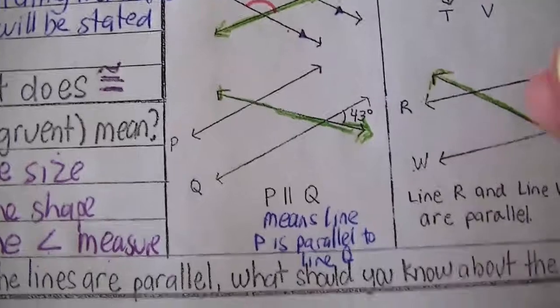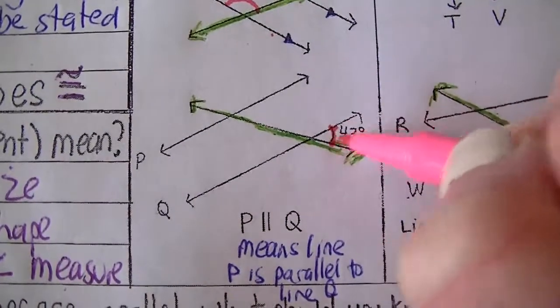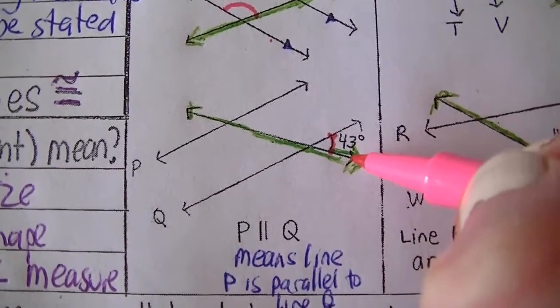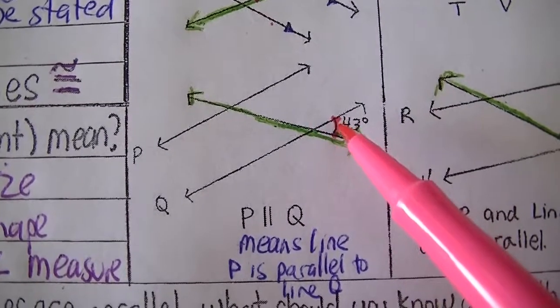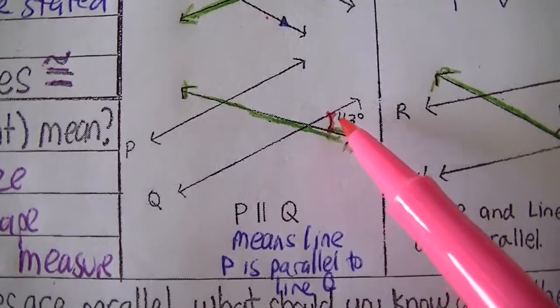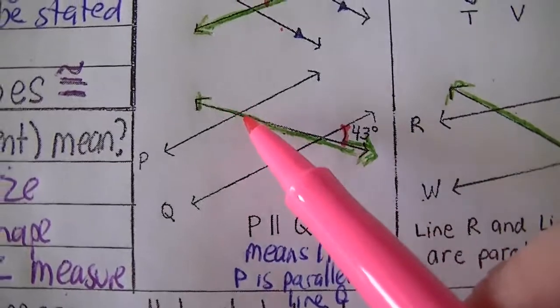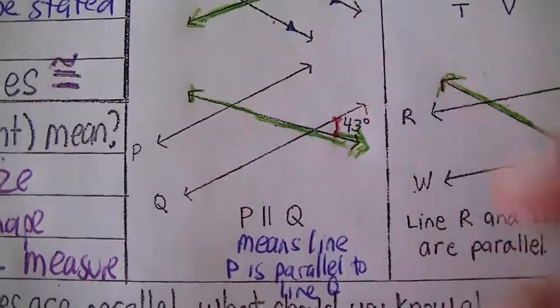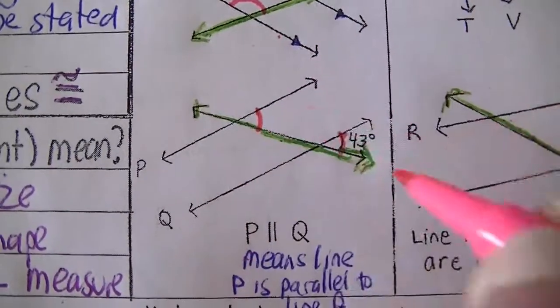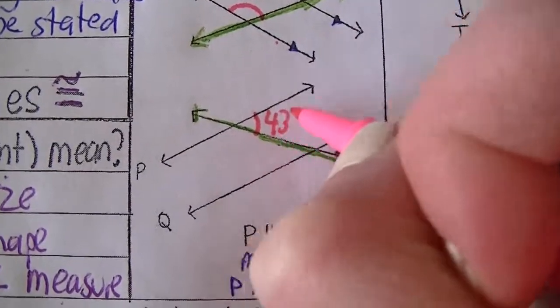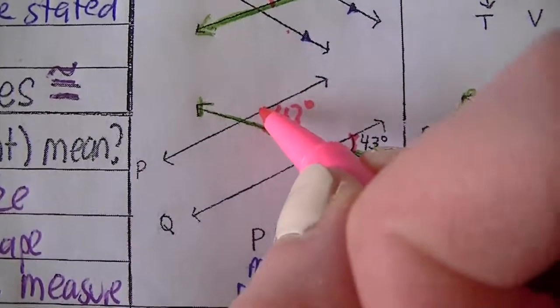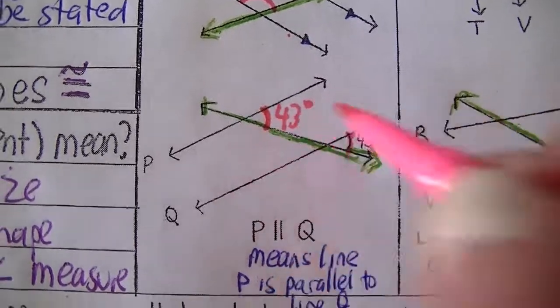So let's take a look at this other one right here. This angle measure is 43 degrees, so which one is its corresponding angle? Which one is above the transversal and to the right of the line? Let's see. Above the transversal, to the right of the line right here. Corresponding angles. So this will be 43 degrees. Okay? This is the arc I drew. It's not 143, it's 43 degrees. Okay?